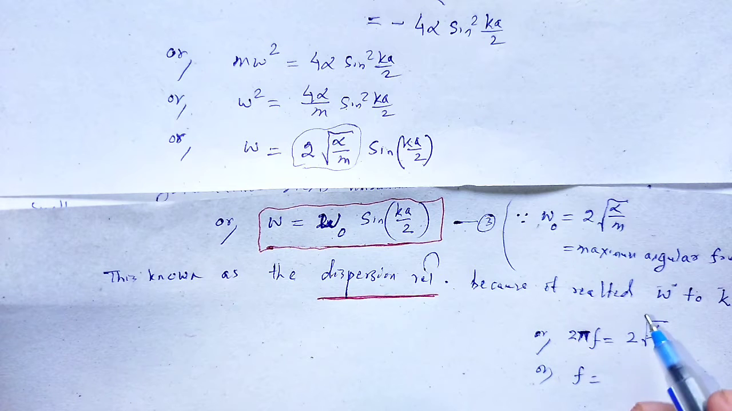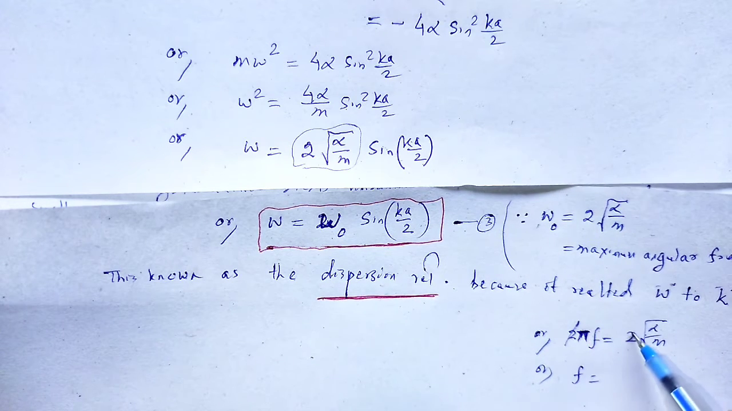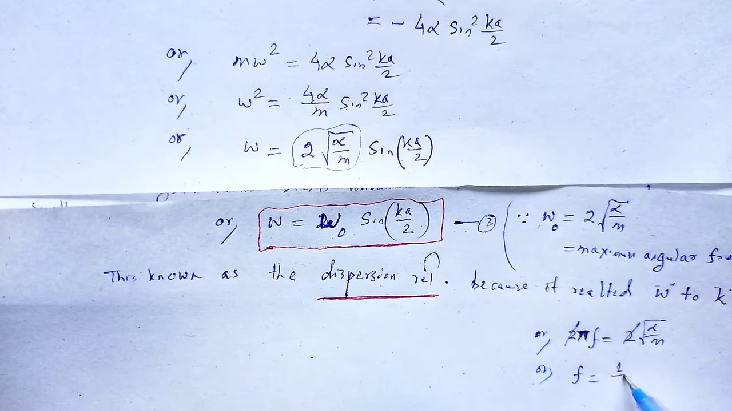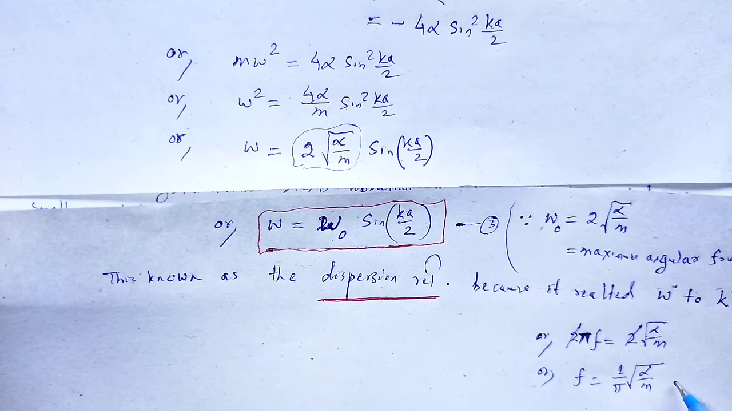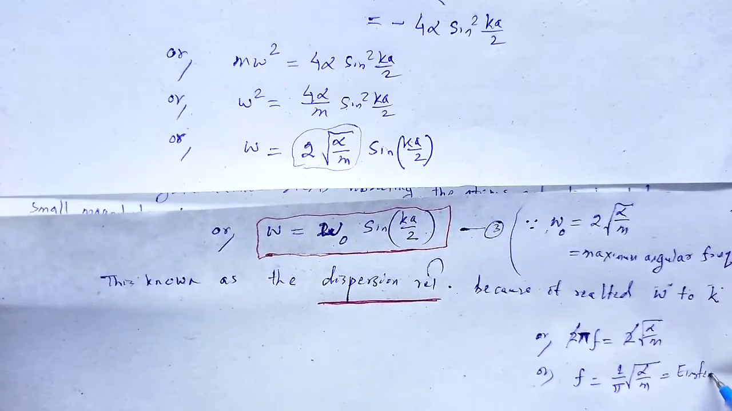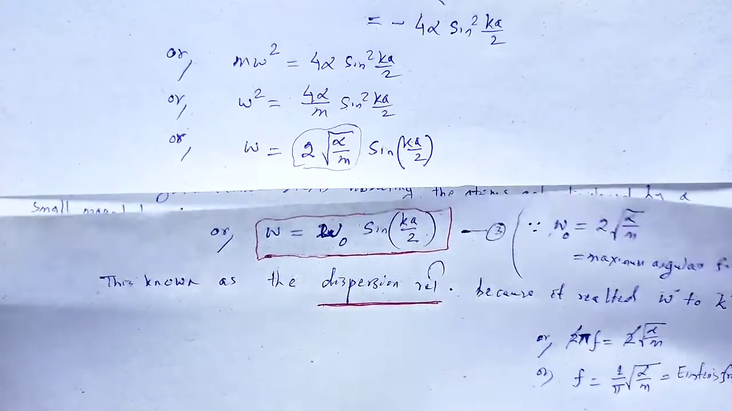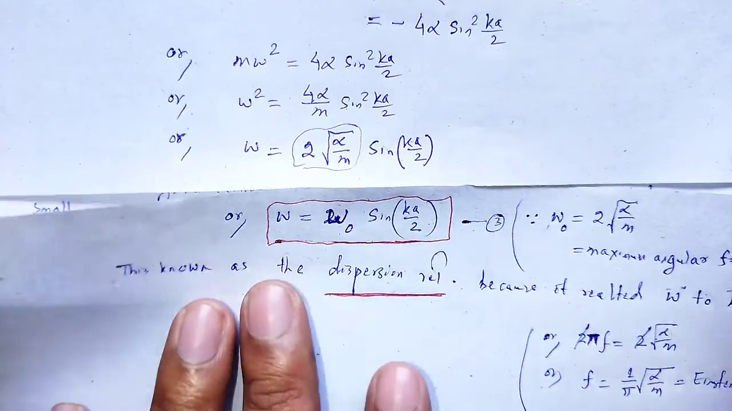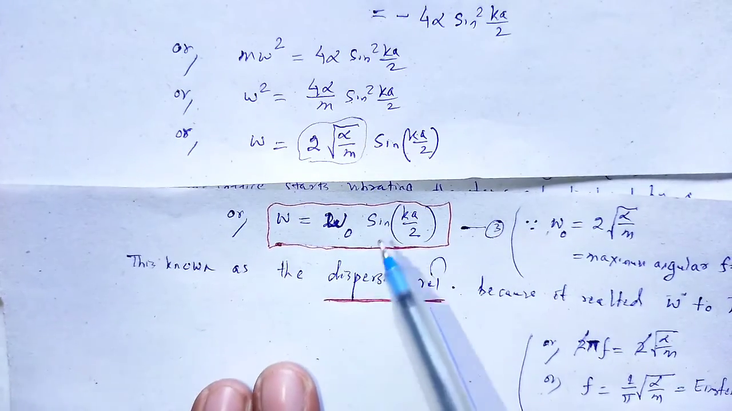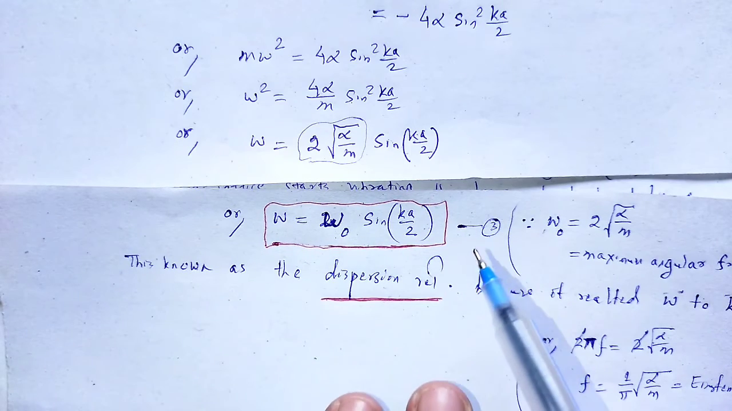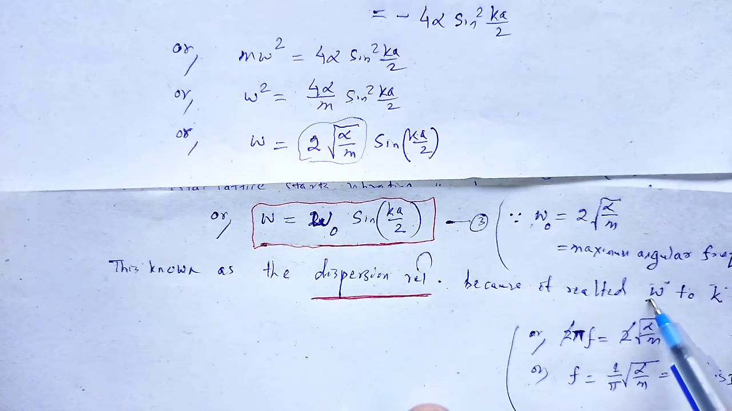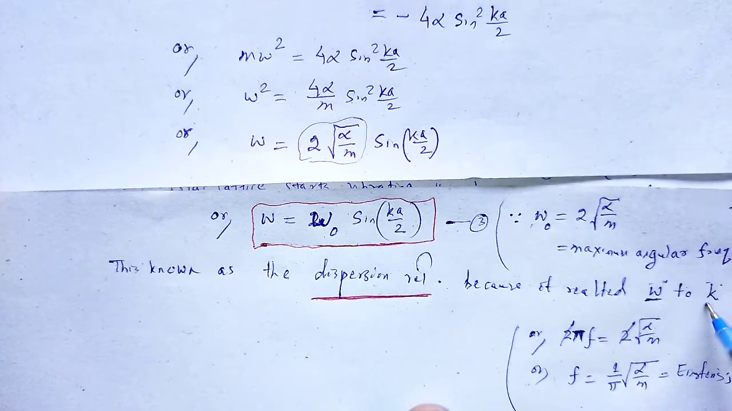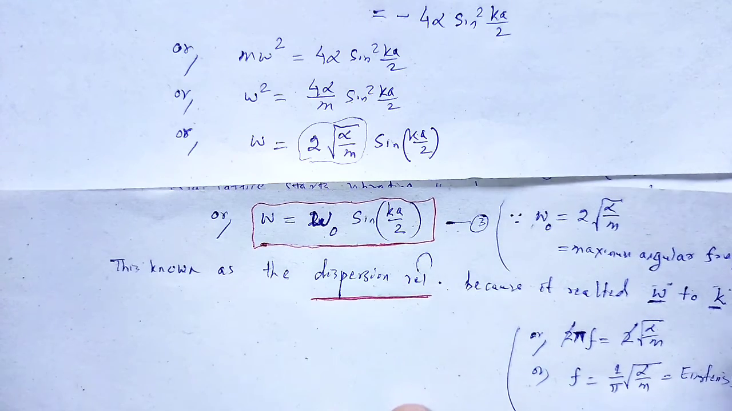To cancel out, f is equal to 1 by pi times the square root of alpha by m, that is the frequency, and that frequency is known as Einstein's frequency. An important relation we achieve is omega equal to omega naught sin(ka/2), which is known as the dispersion relation, the relation between omega, angular frequency, and propagation constant k.